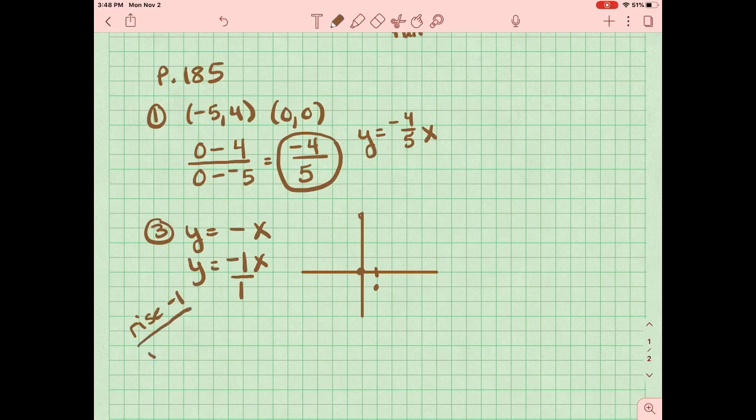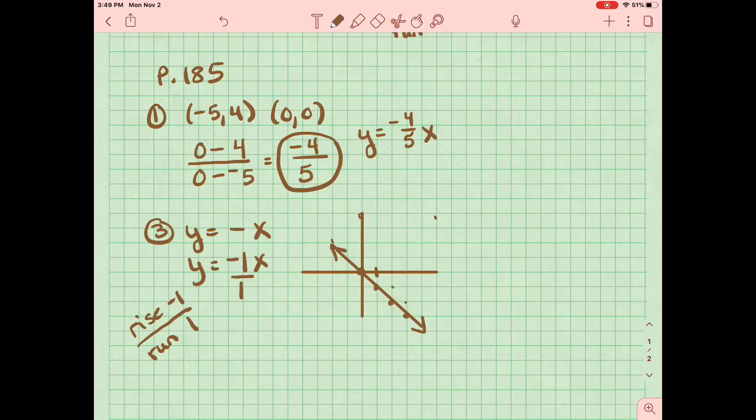And my run is always going to be 1 if I have a whole number, because I could put anything over 1. So I could do the same thing. I could go over 1 and down 1, over 1 and down 1, and then I could connect my lines as best I can there, and it would look something like that.